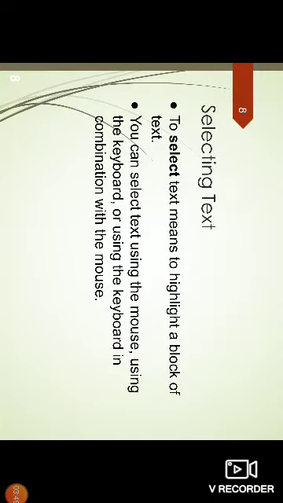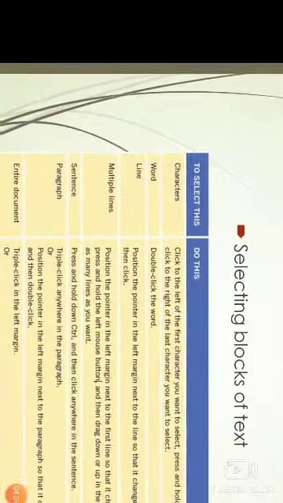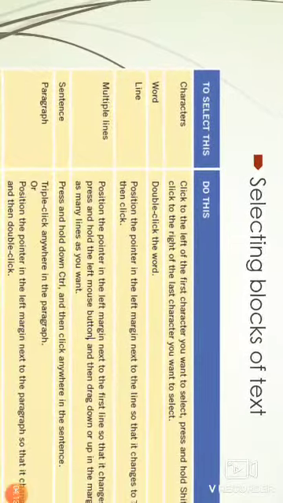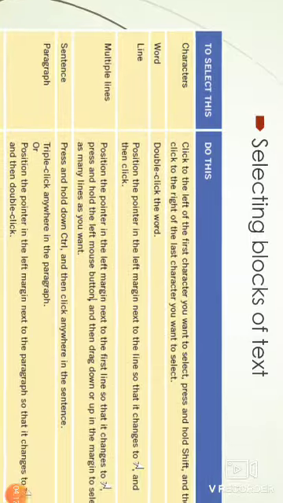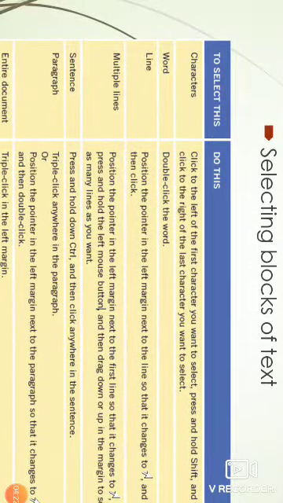Next one is selecting text. To select text means to highlight a block of text. You can select text using the mouse, using the keyboard, or using the keyboard in combination with the mouse. So selecting text. So first, characters. Click to the left of the first character you want to select. Press and hold Shift and then click to the right of the last character you want to select.